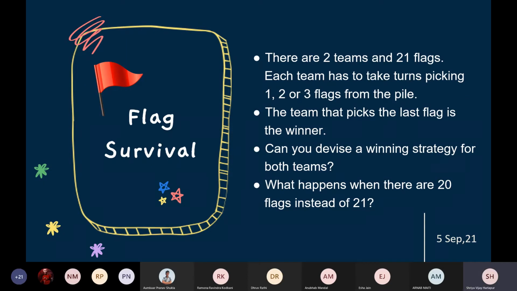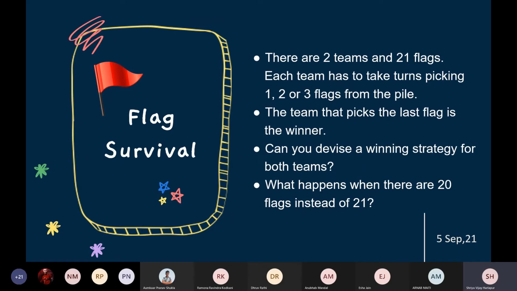So if team A picks only one flag at their first turn, then no matter how many flags team B picks in any turn, as long as team A brings that number up to a multiple of 4 in their turn, they are going to win this game, right? And so in this game, it's guaranteed that team A will win, right? If team A uses this strategy, there's no possible way that team B can win.